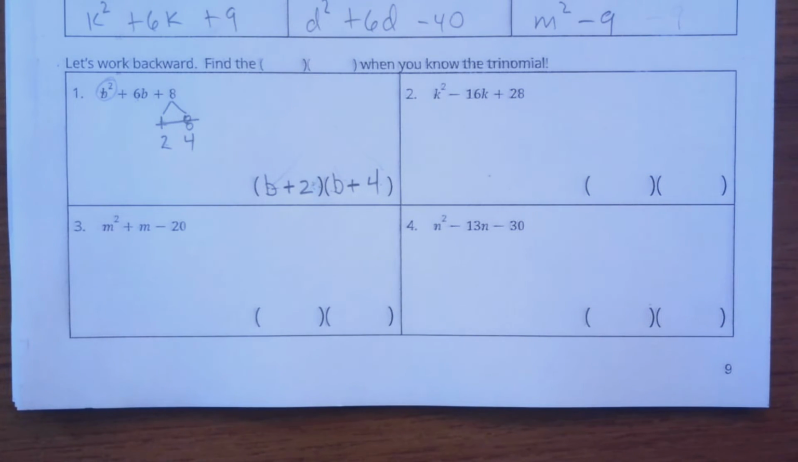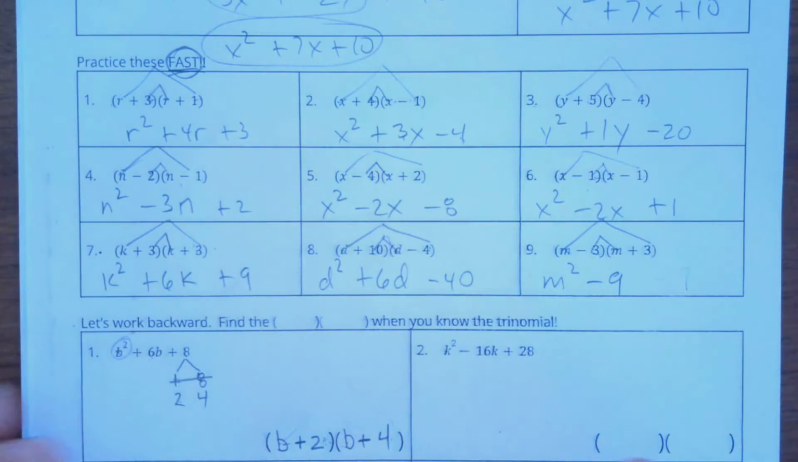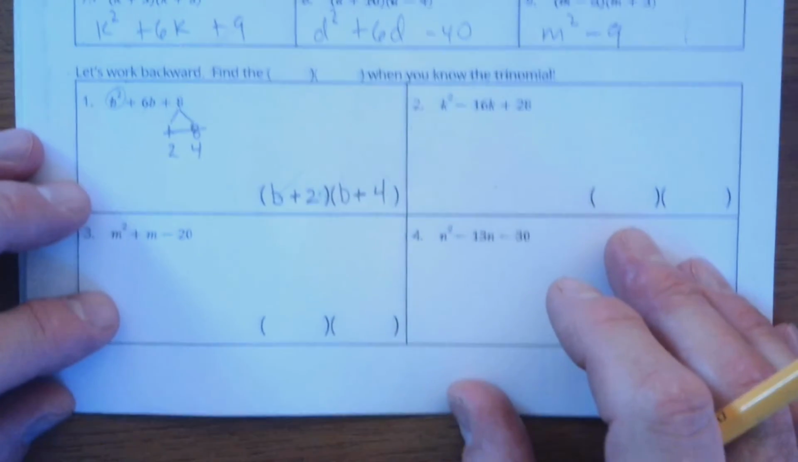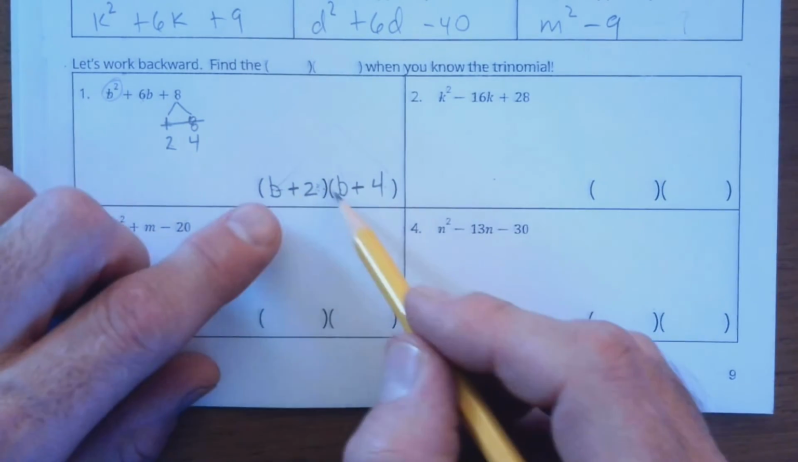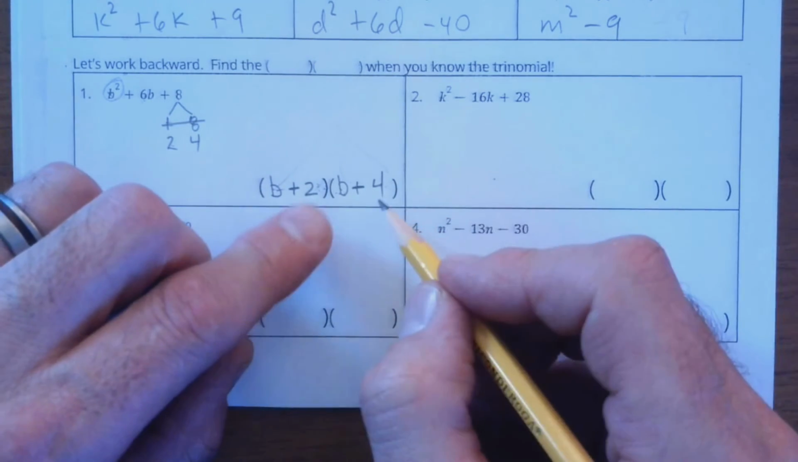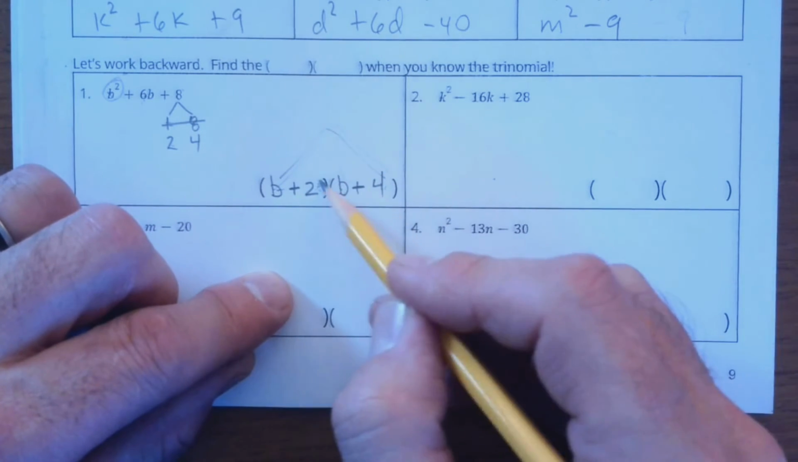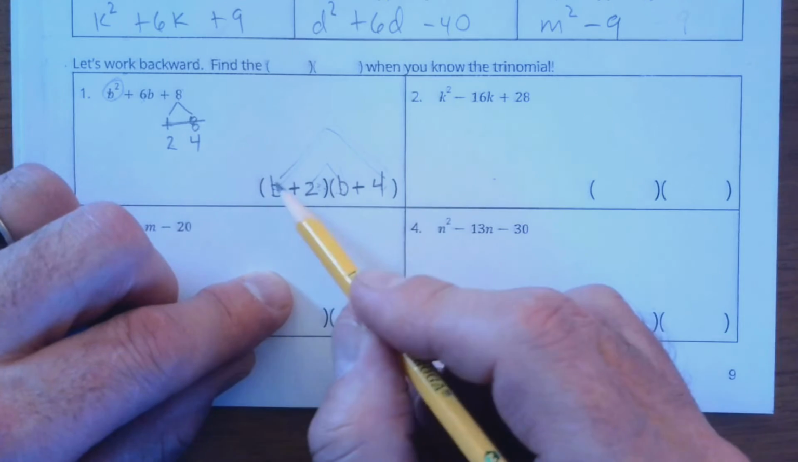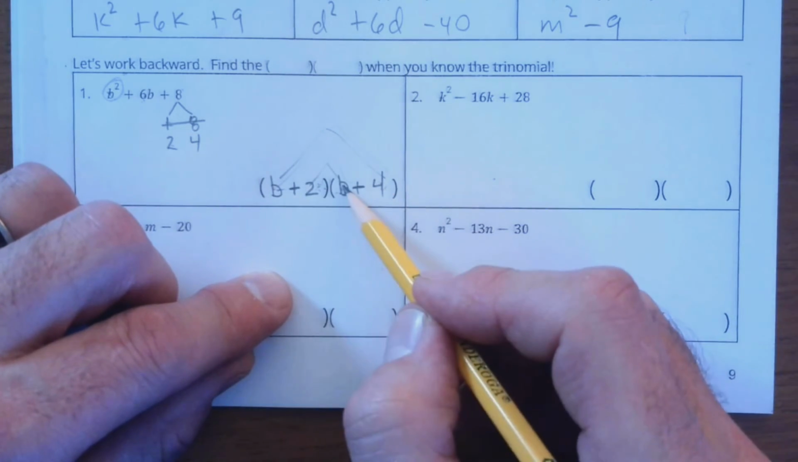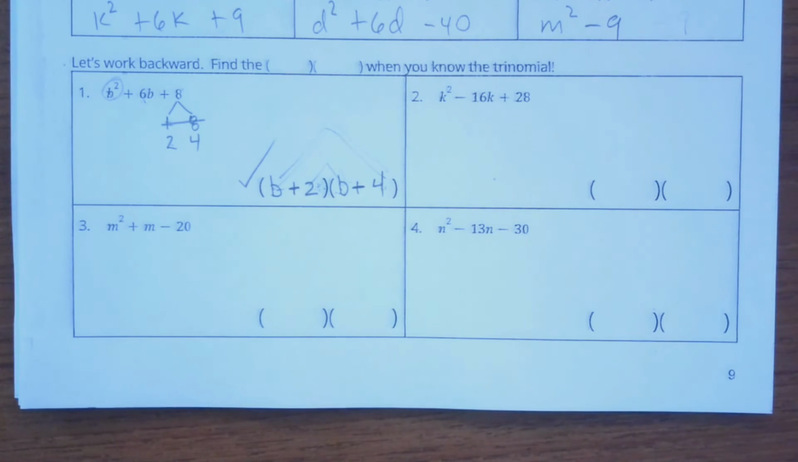Now, you know how we practiced these problems fast? Well, that's how we're going to check our work. The first, b times b is b squared. The lasts, 2 times 4 is 8. Then the outsides and the insides. Let's see, 4b plus 2b is 6b. We did it right. Good job, math team.